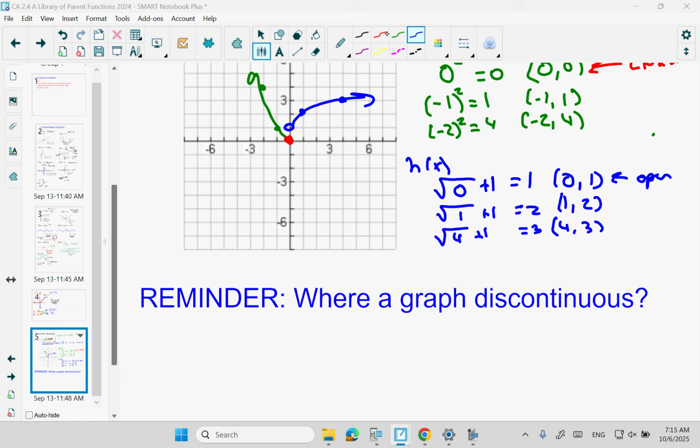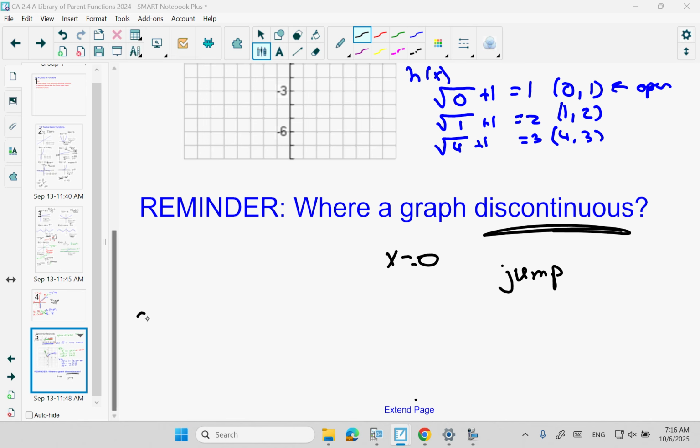Where is the graph discontinuous? So if I were to use my pencil, did I ever have to pick up my pencil to keep tracing the graph left to right? Yes, that would be at x equals 0. We have what's called a jump discontinuity because I would have to jump up here to get to the blue equation.